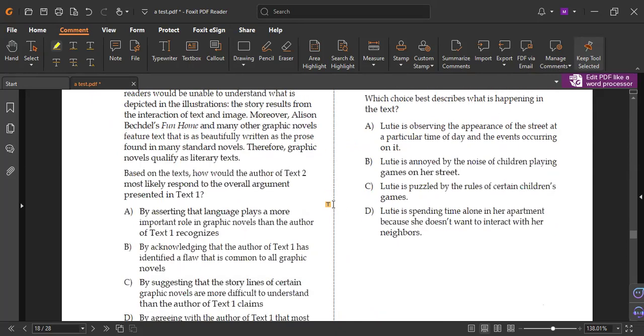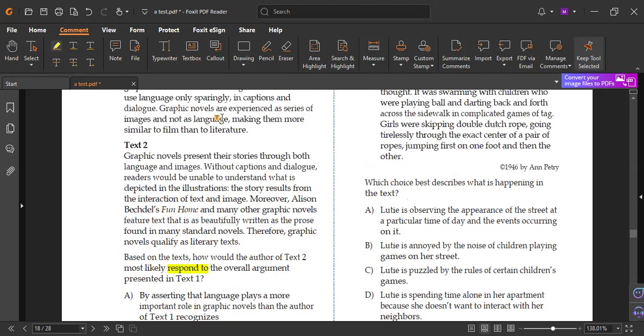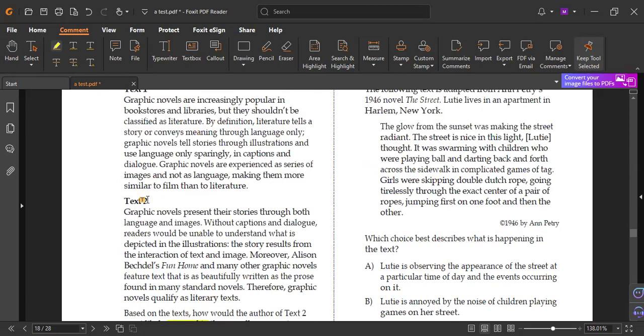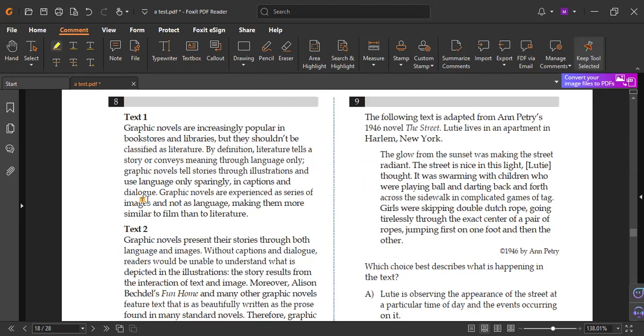Here, let's read the question. Based on the text, how would the author of text 2 likely respond to the overall argument in 1? So we need the response of 2. We need to know what the main focus of 1 is and how the author of 2 responded to it. What's his opinion? What's his stance? What did he say about the main focus? Let's read very quickly.